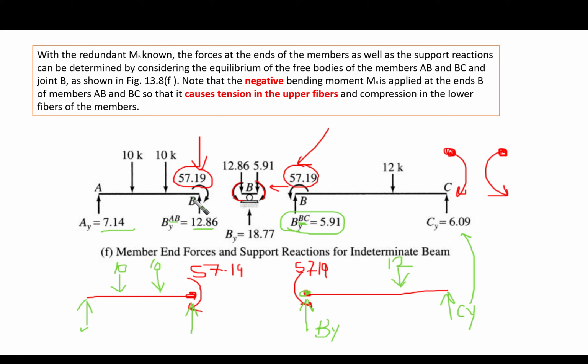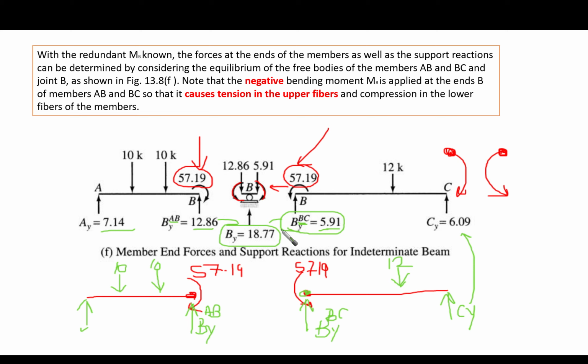After that, we have now BY here from AB, and here it is from BC. So the reaction is going to be the summation of the two, 5.9791 from the right and 12.86 from the left. Then BY is going to be exactly the summation of the two.